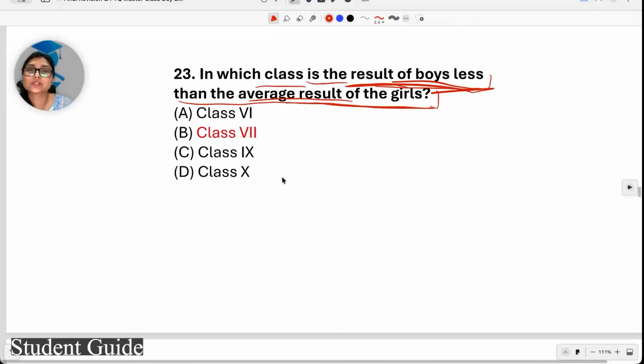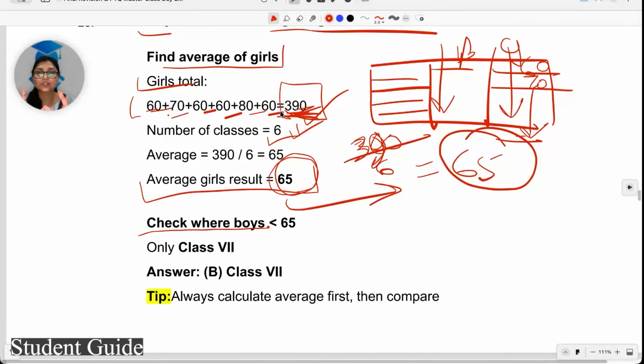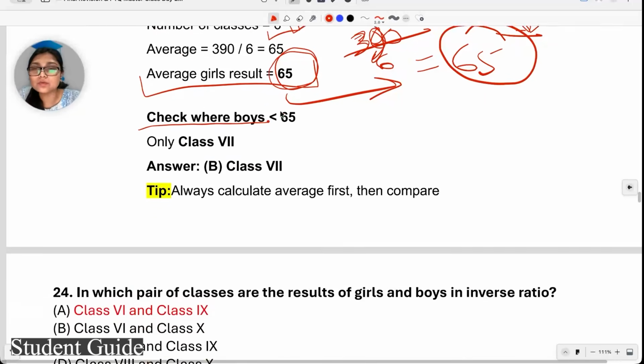Yeah, this was the question. The question was asking results of boys less than the average results of girls, and this is the correct answer, which is very easy. For that, you just first find the average of the girls, and then you need to find the boys column, and from that you need to find the lesser number than the average of girls, and that's the answer.